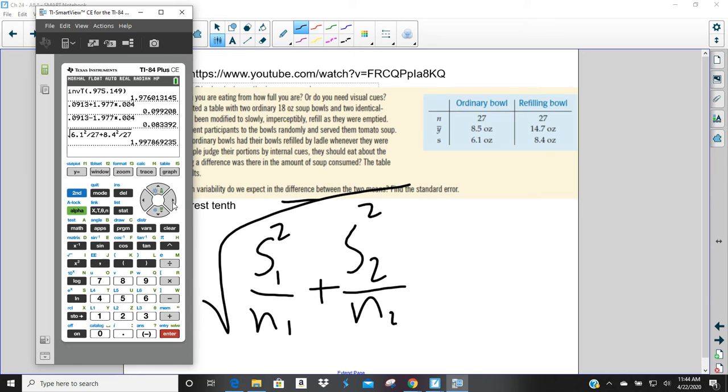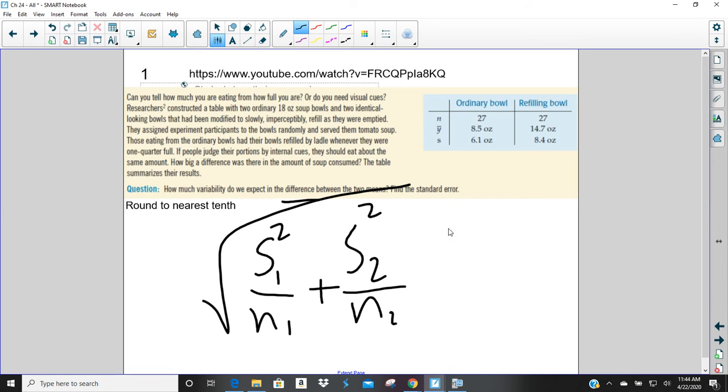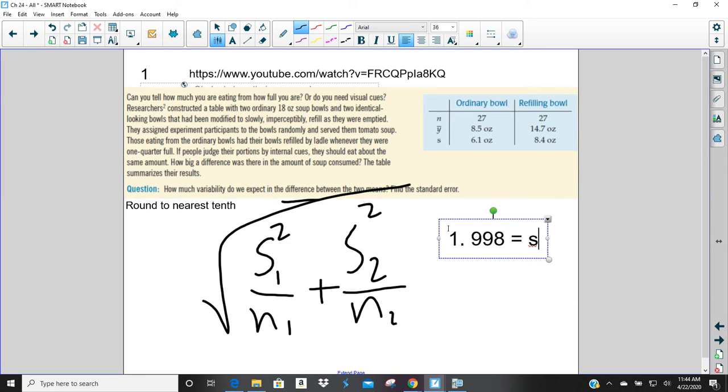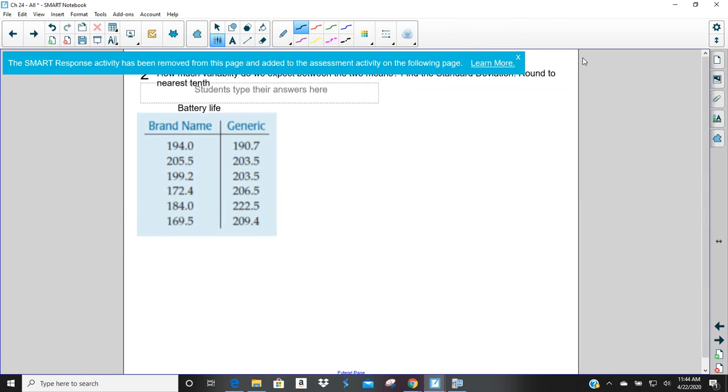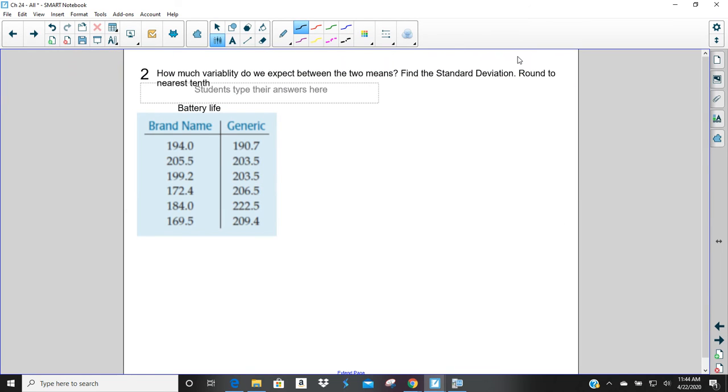So how much do we expect? We have 1.998 is our standard deviation. Okay? And in fact, that's standard error. Okay? Fine. So why don't we try an example using the batteries.